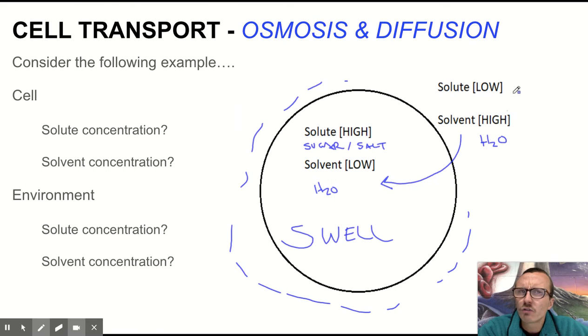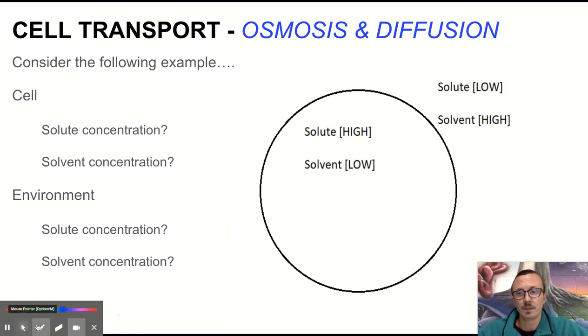Now, how could we describe this environment? Well, we would say that this environment is hypotonic. And remember, hypo means below, and tonic is referring to the strength of the solute, right? And so hypotonic means the environment is less than the inside. All right, let's take a look at another example.